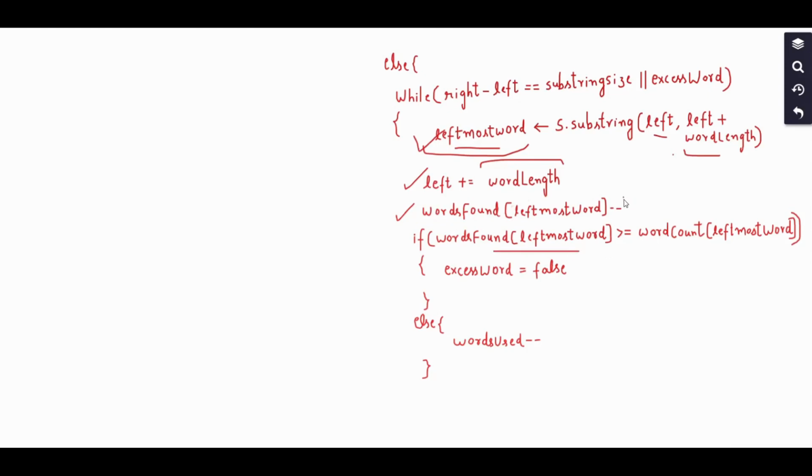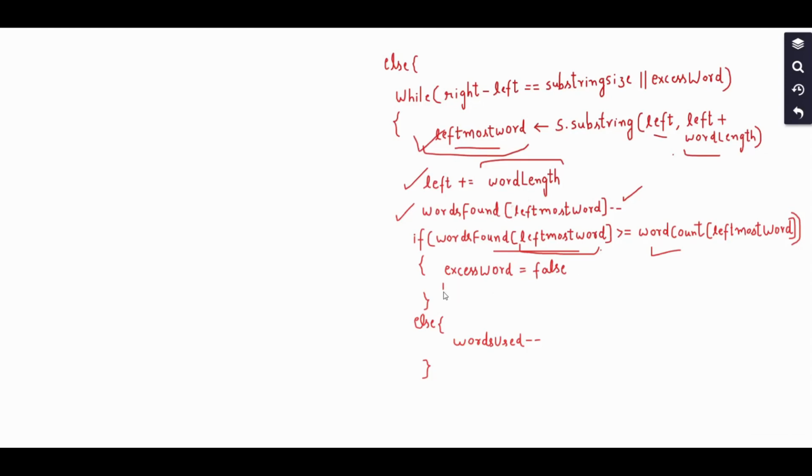If after removing the leftmost word from the given window, the count of this word in our current window is more than the count which is present in our global hash map, that means this was an access word and we removed an access word from our window.